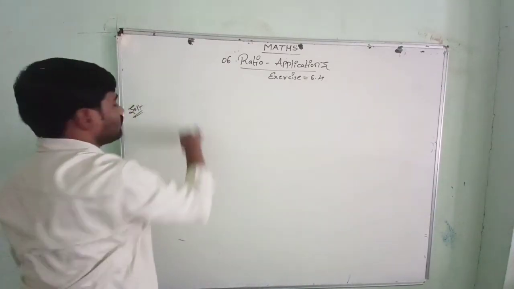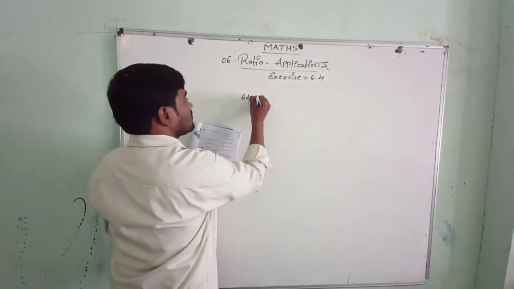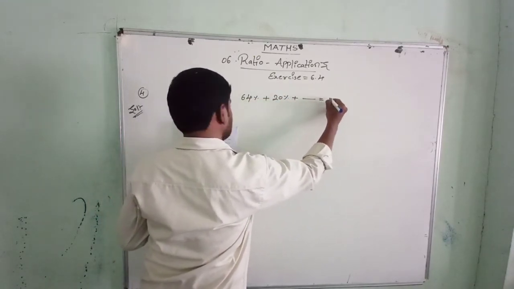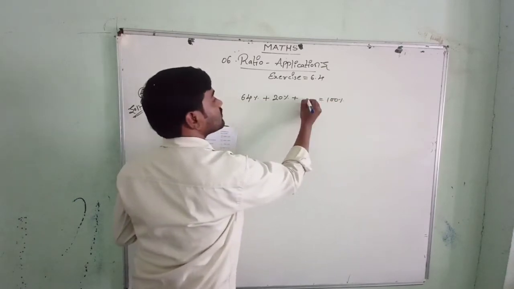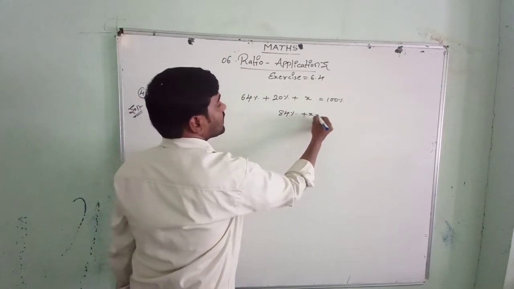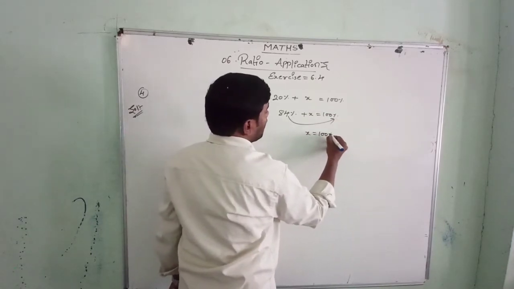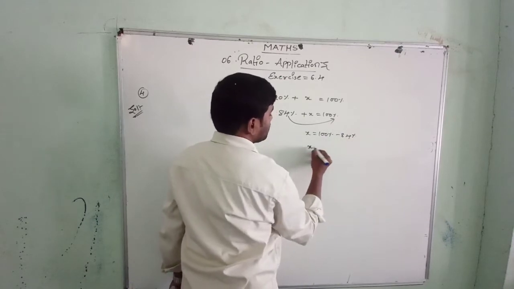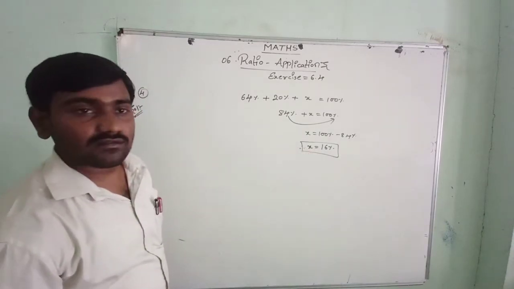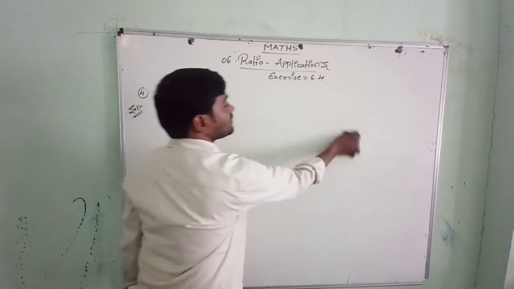So we go for question number 4. It is very easy now. See, 64% plus 20% plus dash equal to 100%. This dash we will assume as x. Suppose 64 plus 20, that is 84%, plus x equal to 100%. This 84 transfers to this side, x equal to 100% minus 84%. Then x equal to only 16%. Very simple question. See, 64 plus 20 is 84. 100 minus 84 is 16%.